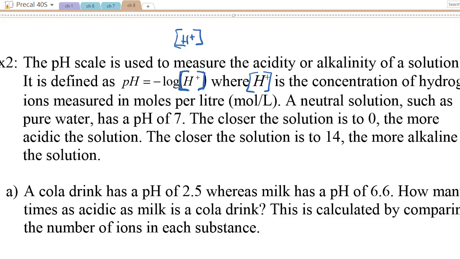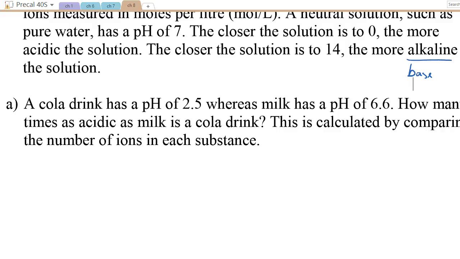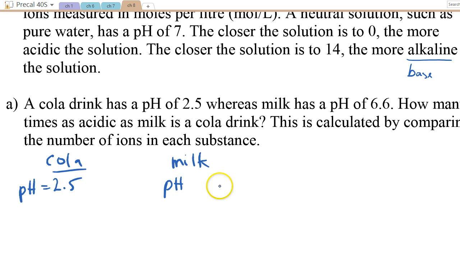A neutral solution, such as pure water, has a pH of 7. The closer the solution is to 0, the more acidic. The closer to 14, the more alkaline, or sometimes we use the word base or basic, acidic versus basic. All right, so a cola drink has a pH of 2.5, whereas milk has a pH of 6.6. So we've got some cola here, and we have milk. We can do some comparison here. This one has a pH of 2.5, and this one has a pH of 6.6.